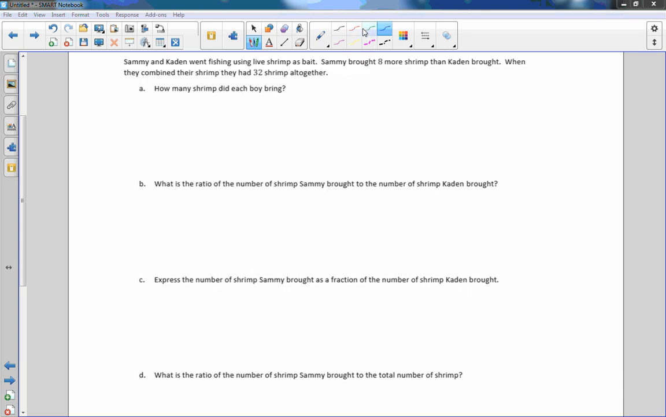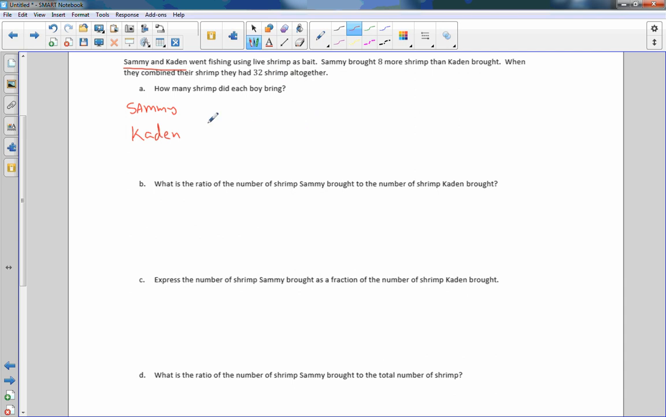So what I would do is, we're talking about Sammy and Caden, so I'm going to write Sammy and Caden went fishing using live shrimp as bait. Sammy bought 8 more shrimp than Caden bought. When they combined their shrimp, they had 32 shrimp altogether. Okay? Sammy bought 8 more shrimp than Caden. Their total is 32.